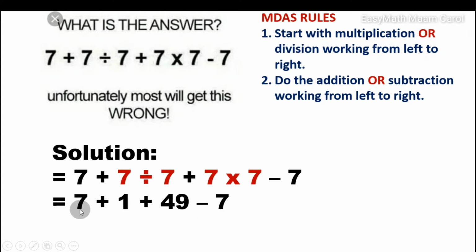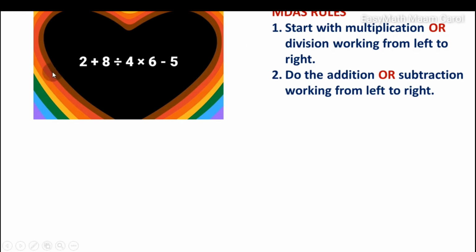So 7 plus 1 is 8. Plus 49 ay 57. Minus 7, that's equal to 50. That is our final answer. So for the problem 7 plus 7 divided by 7 plus 7 times 7 minus 7, the final answer is 50. For the next problem, we have 2 plus 8 divided by 4 times 6 minus 5.